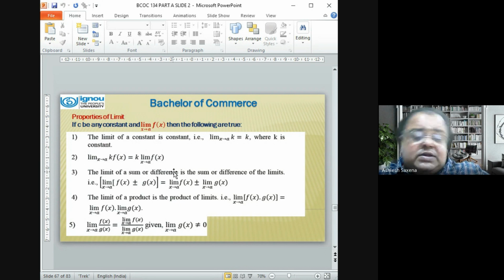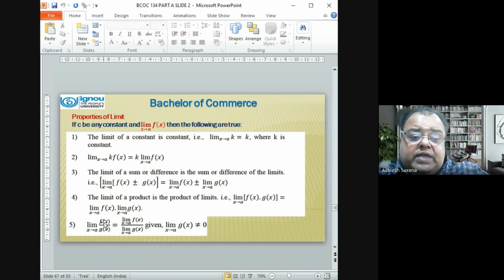Now if we have two functions in the form of sum or difference, mathematically the limit will be applied individually to both of them. That means if the question was limit x tends to a of (f(x) plus minus g(x)), we will apply the limit individually: limit x tends to a f(x) plus minus limit x tends to a g(x). Similarly, if they are in product form, the limit will be applied individually to the first function times the second function.